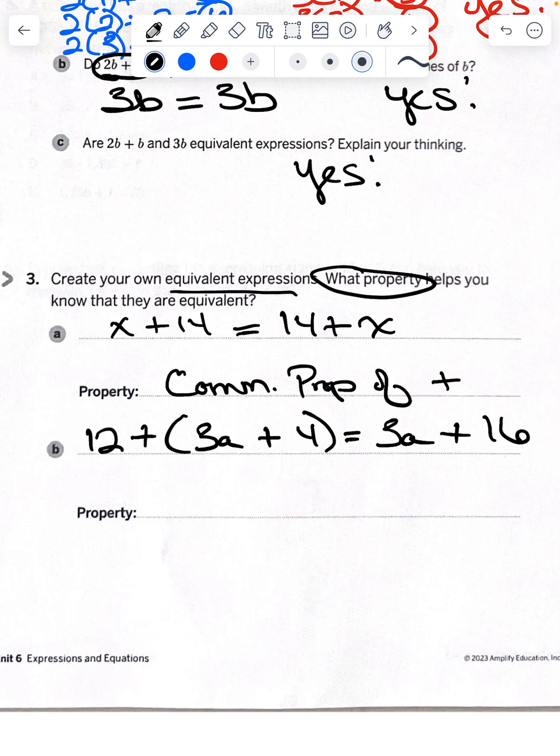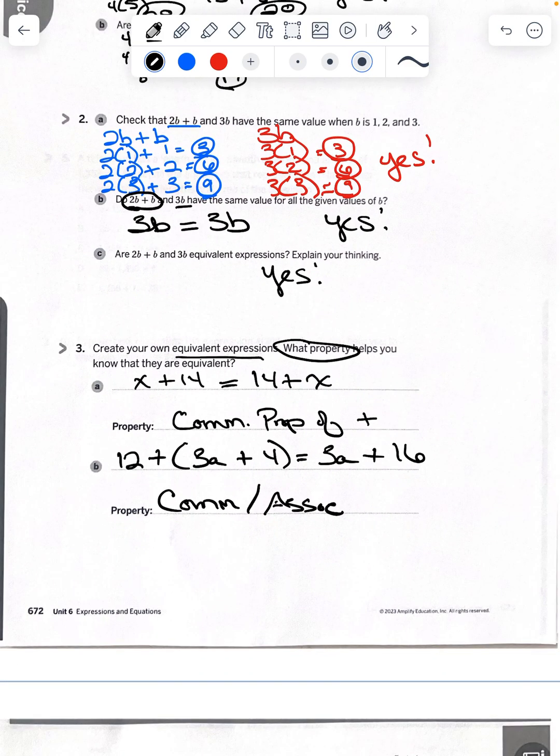3a plus 16. So I have rearranged the problem. So that would be the associative property. And then I've also, that would be the commutative property because I rearranged the numbers, I commuted the numbers, and then I changed the groupings, who they're hanging out with as well. So that one, I could put the commutative and the associative property. So that's one of the tricky ones where you could do either one, or actually both.